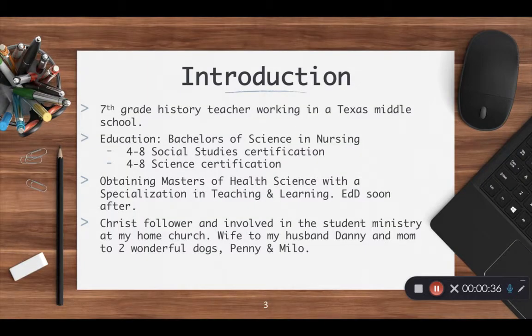So a little bit about myself. I'm a 7th grade history teacher. I work in a Texas middle school. My education, I have a Bachelor's of Science in Nursing. I actually did not pursue a career in nursing. I decided to go a different route. I went through an ACP program and got my certification in 4 to 8 social studies. So I teach history. And I recently, a couple months ago, got my 4 to 8 science certification. So I can also teach science now.